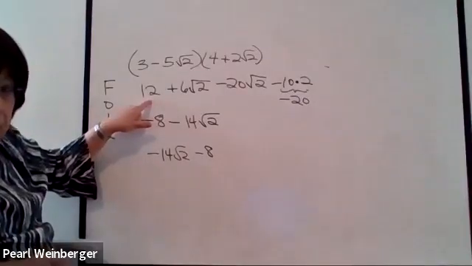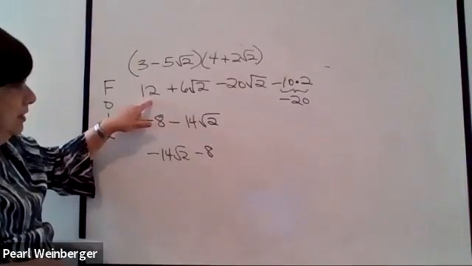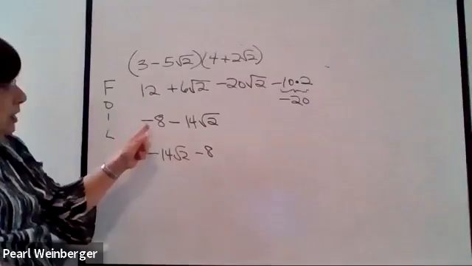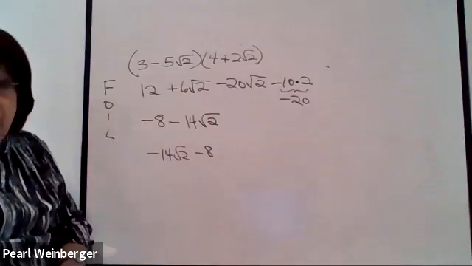Professor Tsai, how did you get negative 8 again? I'm sorry. I had this 12 from before, right? Mm-hmm. Doesn't have any radical next to it. No. Is there anything else that doesn't have a radical next to it? Oh, the negative 20. So negative 20 plus 12 will be negative 8.